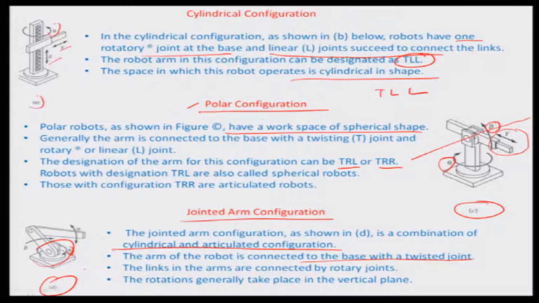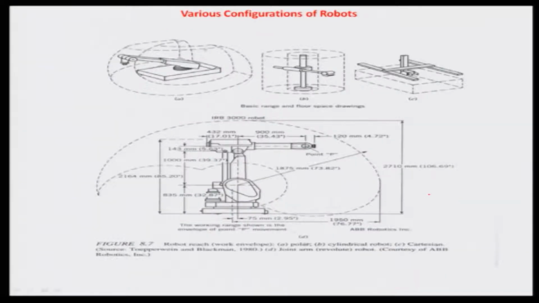The links in the arm are connected by rotary joints, as can be seen. One joint moves at an angle beta, another at an angle alpha, and the rotations generally take place in the vertical plane. So, that is basically a combination of cylindrical and articulated configurations together. So, these are how robots are generally classified.